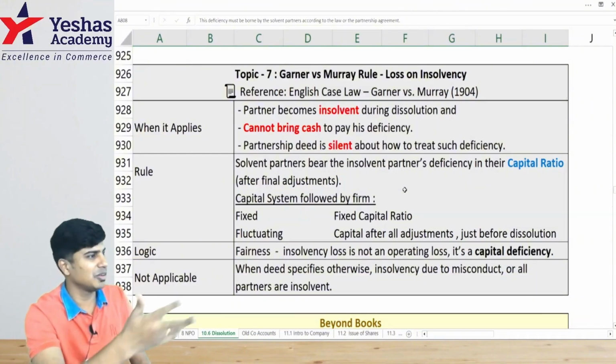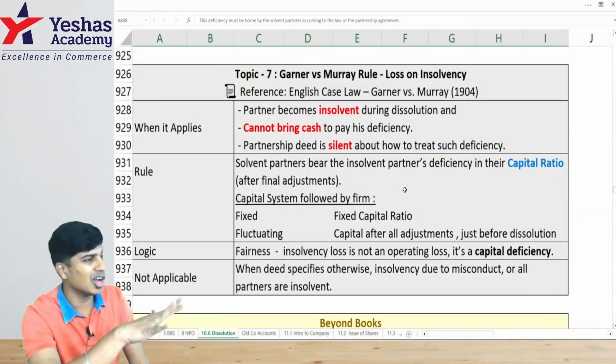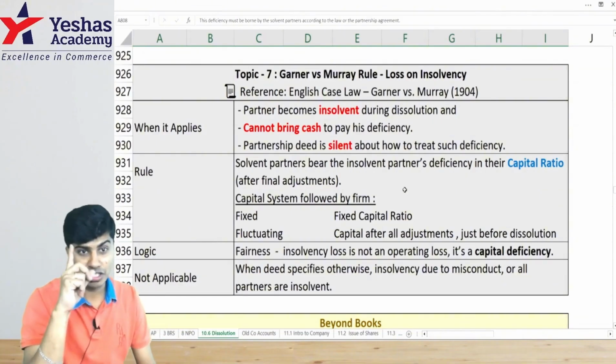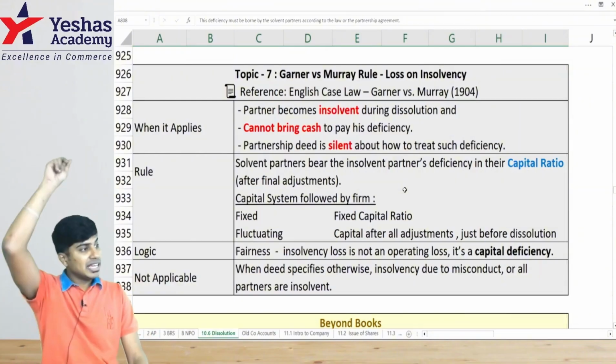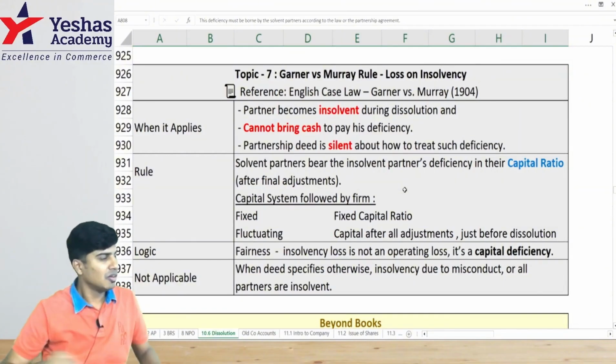Operating means you buy inventory, you sell inventory, you buy goods, you sell goods. That loss is operating, so it is shared in the profit sharing ratio. But if the loss is capital in nature, it should not be shared in the profit sharing ratio. It should be adjusted in the capital ratio. That's the argument. Why did this come?